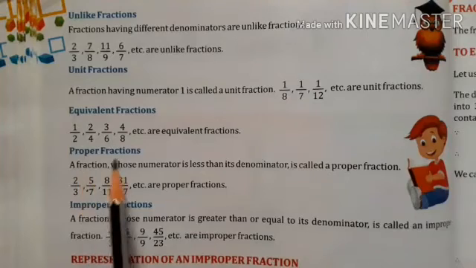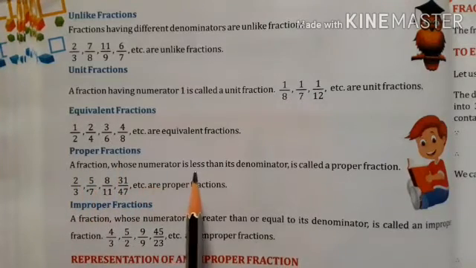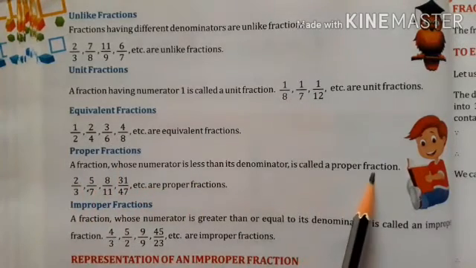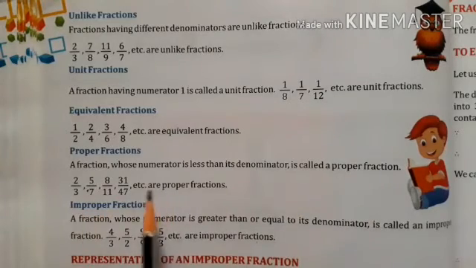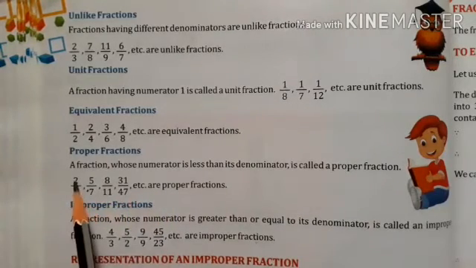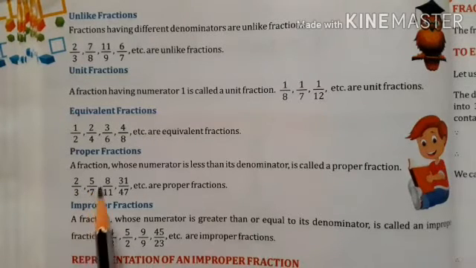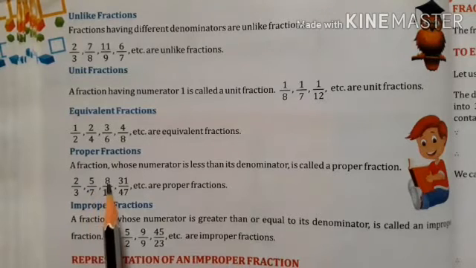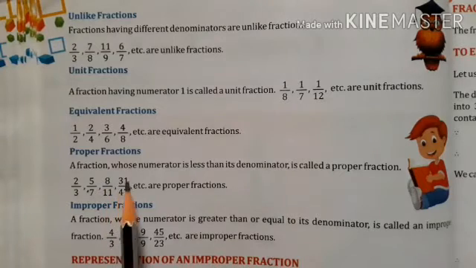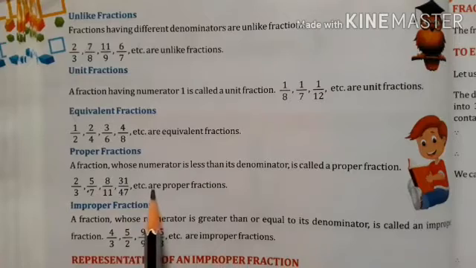Next, proper fractions. A fraction whose numerator is less than its denominator is called a proper fraction. You can see here, students, in these fractions the numerator is less than the denominator. In 2 by 3, numerator 2 is less than denominator 3. In 5 by 7, numerator 5 is less than denominator 7, right? In 8 by 11, numerator 8 is less than denominator 11. In 31 by 47, numerator 31 is less than denominator 47. So these are called proper fractions, okay?